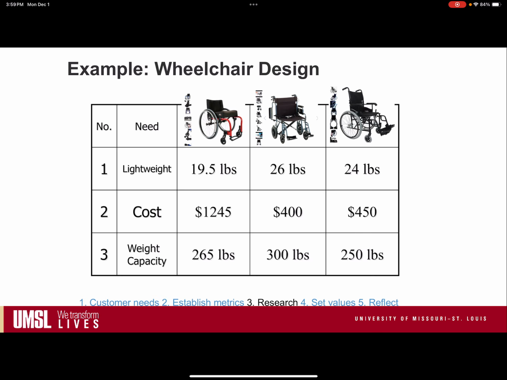And if you look at the wheelchair weight on the market, we can, let's say, find 3 wheelchairs: the lightweight, the cost, and the capacity. The weight, 26 is the highest, but also it has the highest capacity.